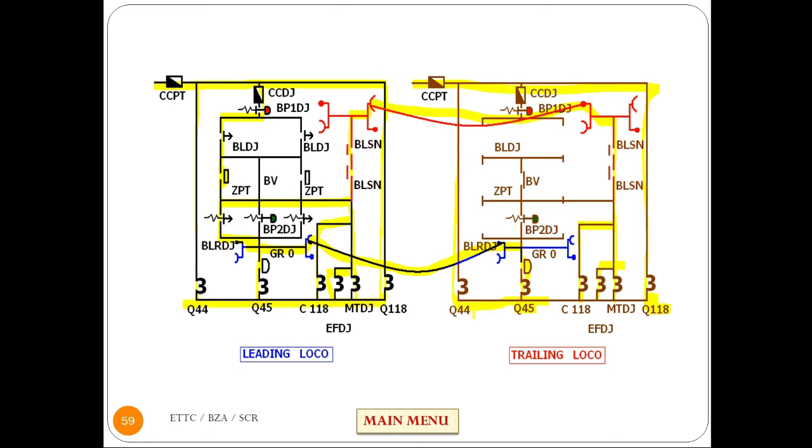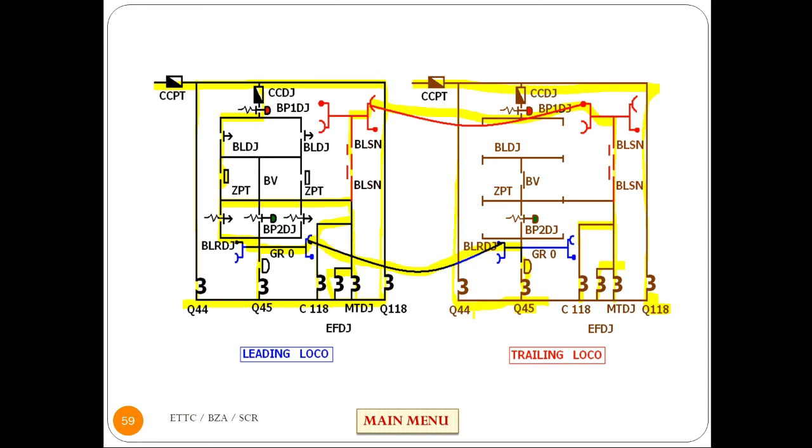It means from the leading loco, the supply is coming through BLSN from the leading loco to the trailing loco BLSN, and the supply comes up to the Q44 NO and waits there. Whenever the Q44 relay energizes, its NO interlock closes on the common path of C118, EFDJ, MTDJ and they get the supply. This is the DJ control circuit.